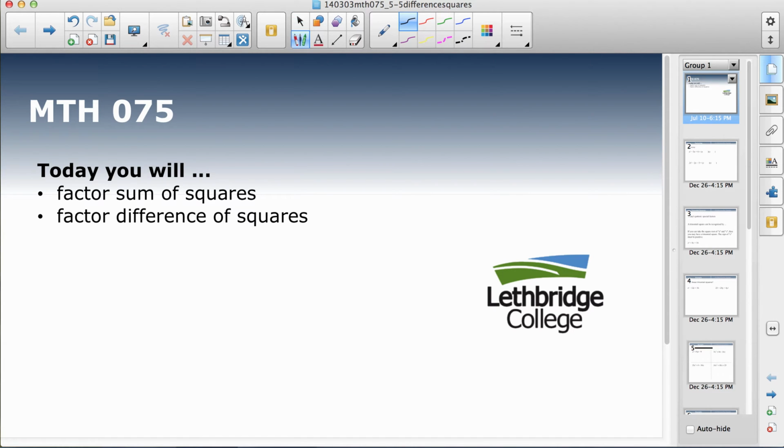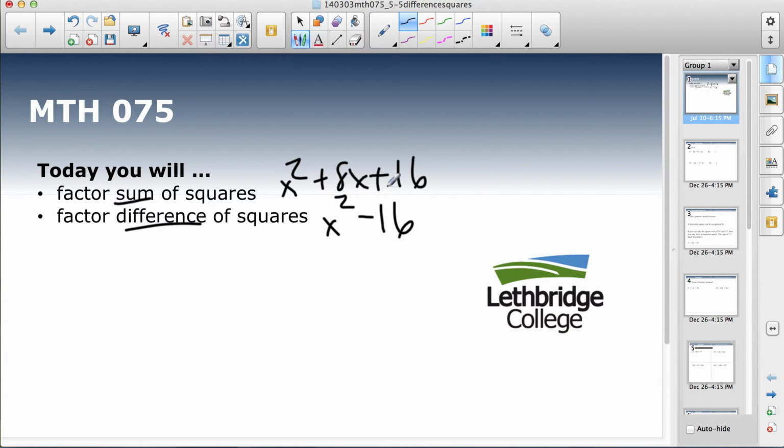The purpose of this video is to help you see how to factor two different things. One's called the sum of squares, and the other one's called the difference of squares. Sum of squares is like x squared plus 8x plus 16. That's an example of a sum of squares. Difference of squares is something like this, x squared minus 16. And so we'll look at both of those today.